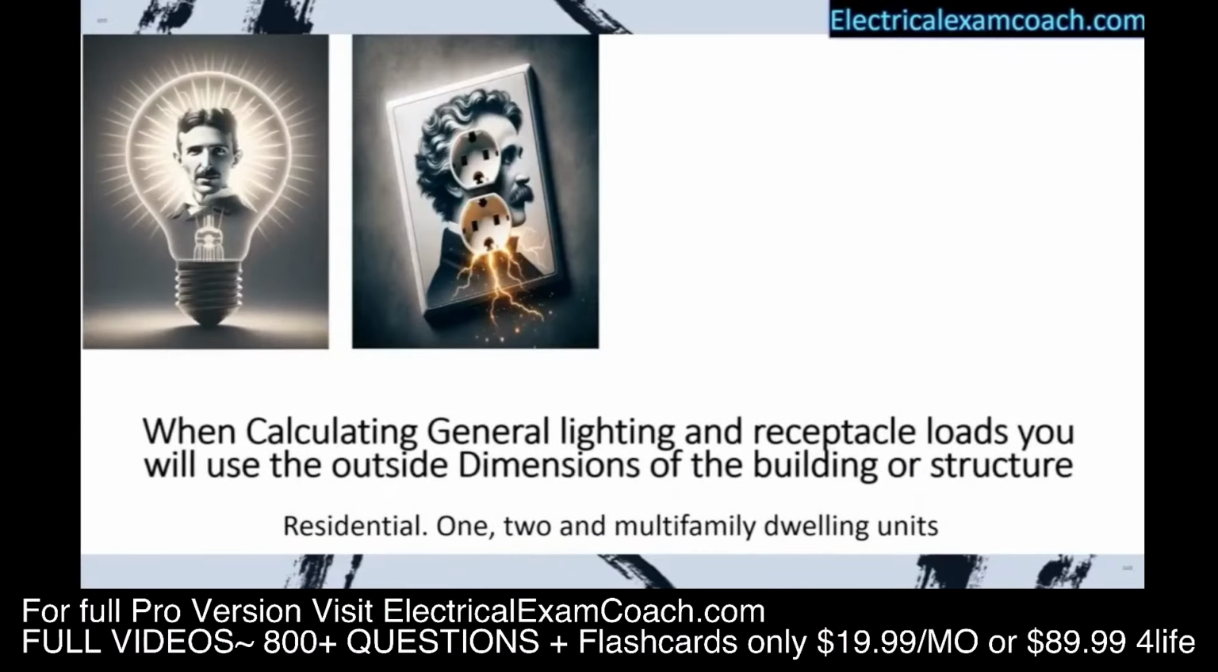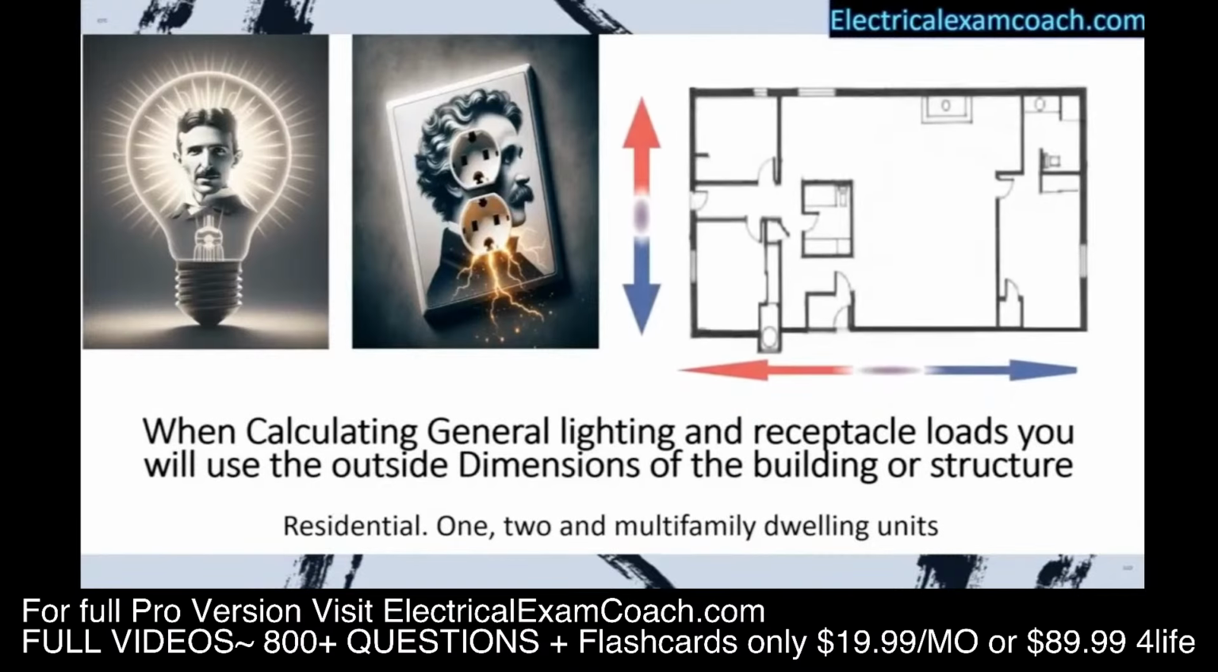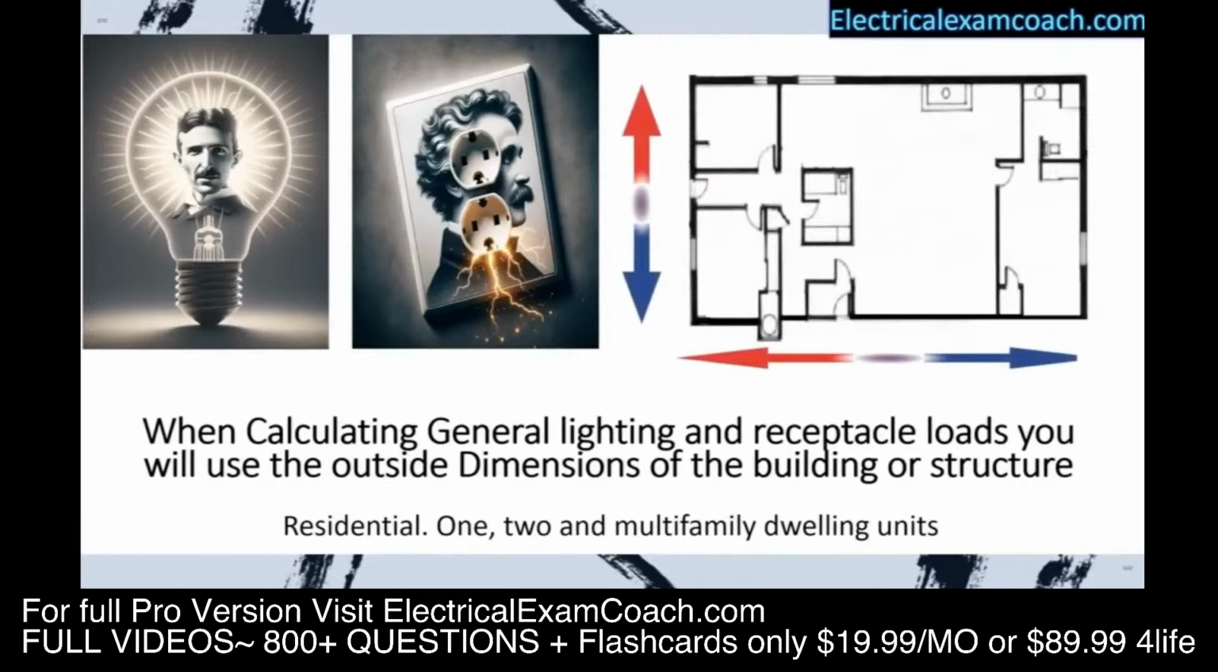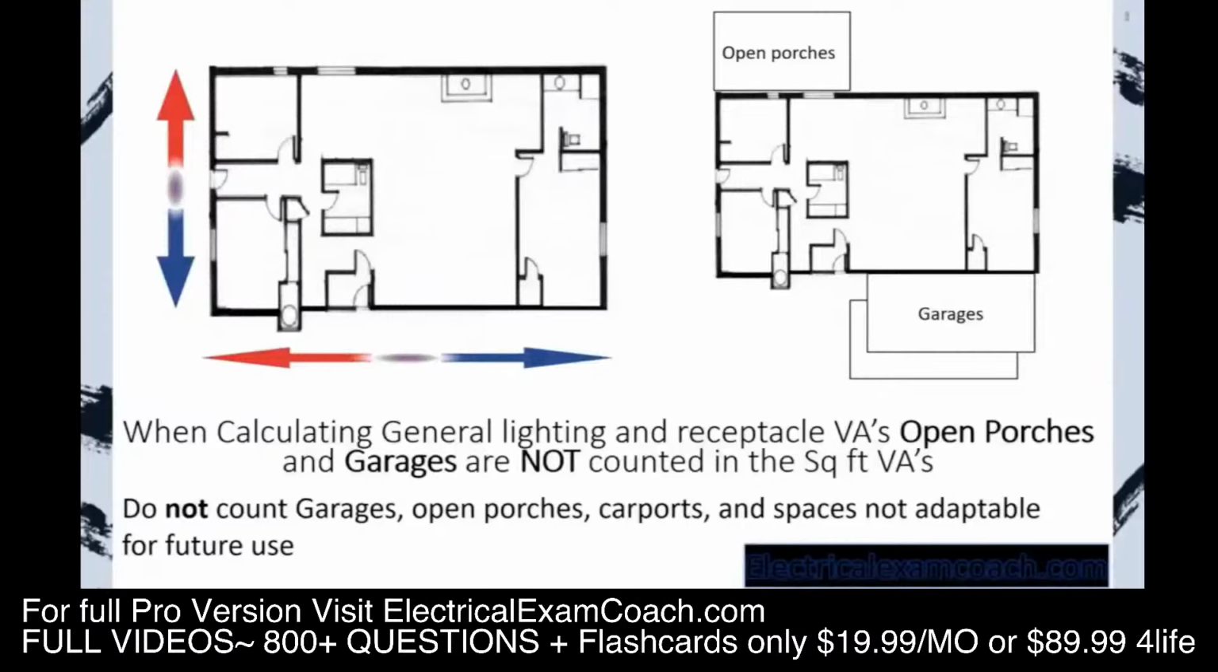When calculating our general lighting and receptacle loads, we will use the outside dimensions of a building or structure. So we're going to measure from the outside of the building, both directions, do our multiplication, and that'll let us know how many square feet we have to multiply by. When calculating our general lighting and receptacle VAs, open porches and garages are not counted in our general square foot VAs. We do not count garages, open porches, carports, and spaces that are not adaptable for future use.